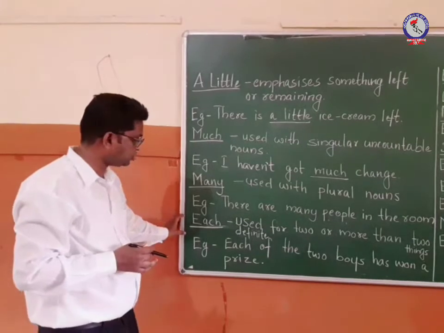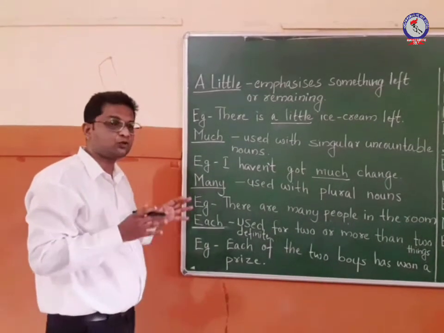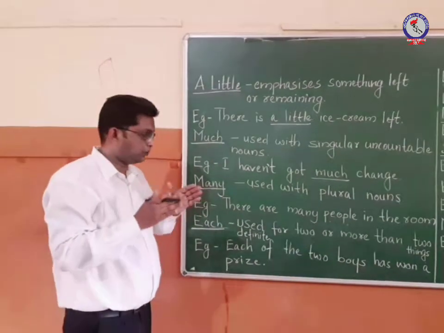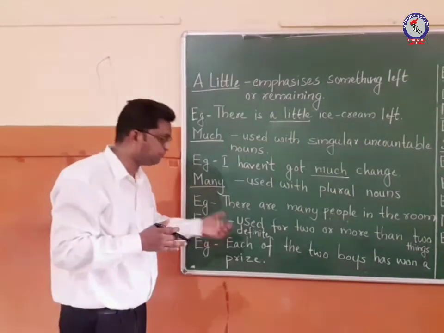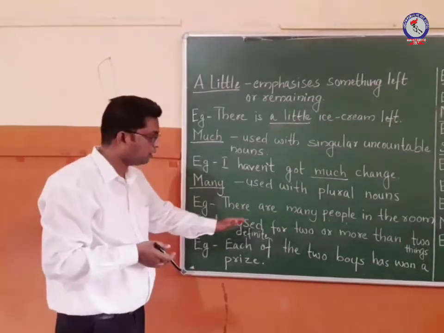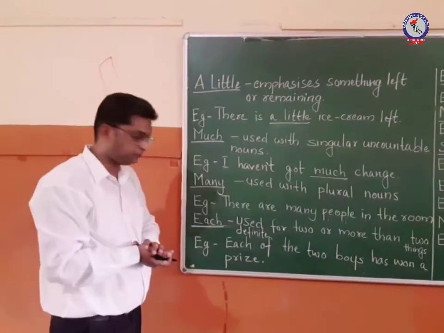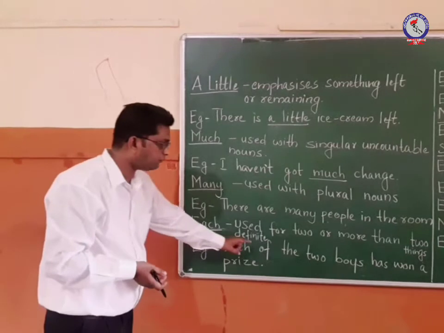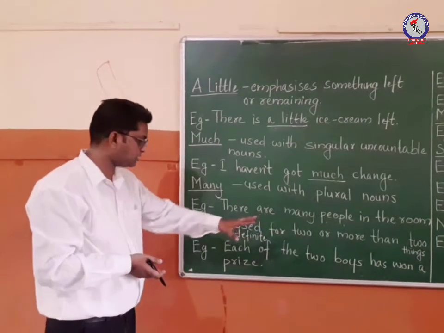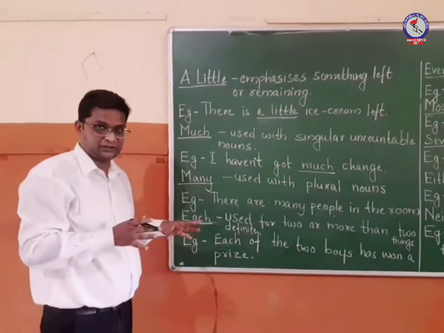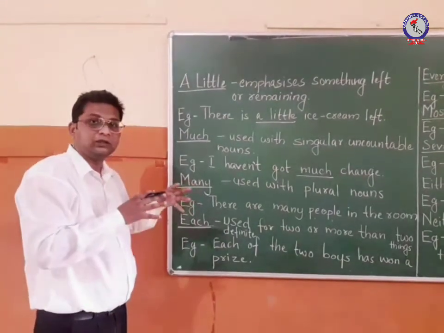Let us see that each. Each is used when the thing, person or situation is definite. It is used for two or more than two things. Example here: each of the two boys has won a prize. Two boys, they won the prize.